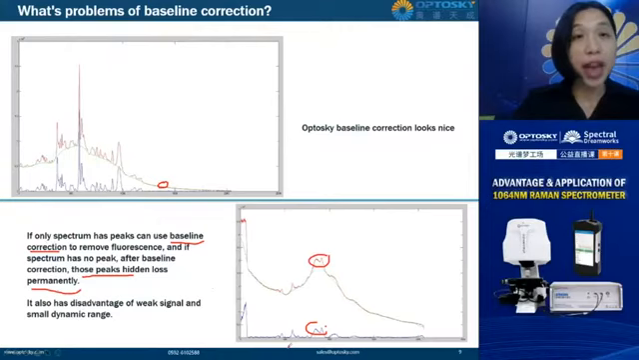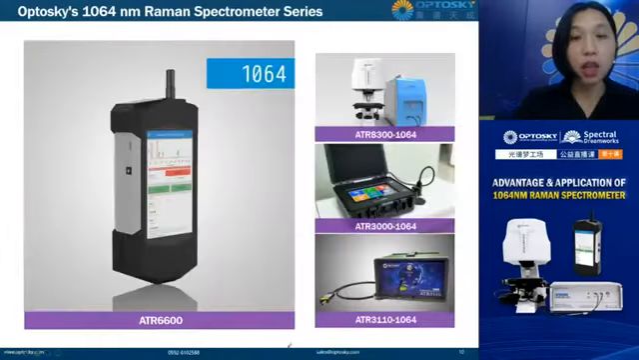On this page, we have introduced the baseline correction problems. And next, we are going to introduce AutoSky's 1064 nanometer Raman spectrometer series. This is the most popular ATR 6600. This is the most compact and the most lightweight 1064 nanometer Raman spectrometer.